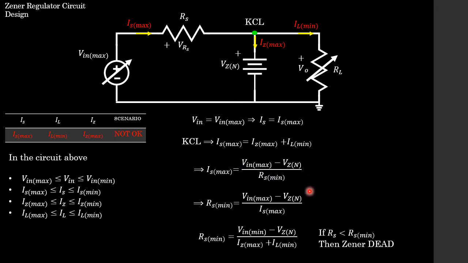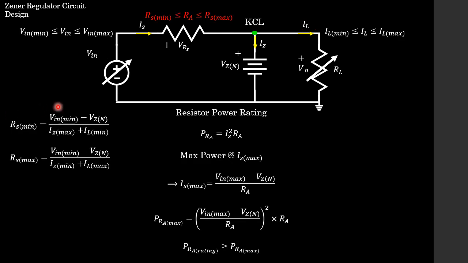Rearrange the second expression for Is max to get Rs min the subject, and then substitute our KCL expression into the denominator to eventually arrive at this beautiful expression for Rs min. So now we have an expression for Rs min, and we know that if Rs happens to go less than this Rs min value, oh boy, our Zener diode is dead.